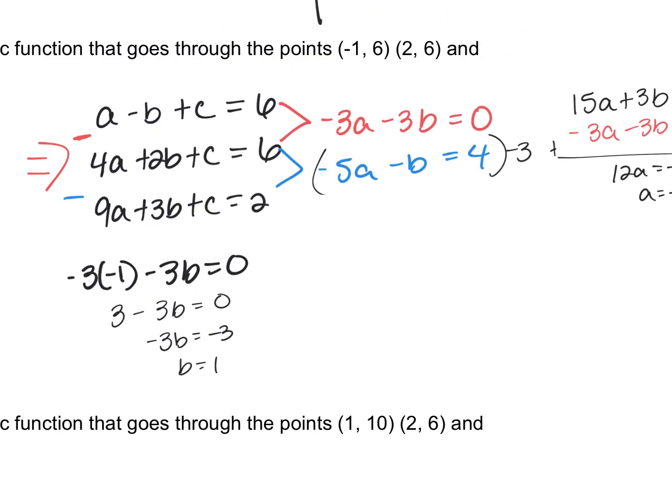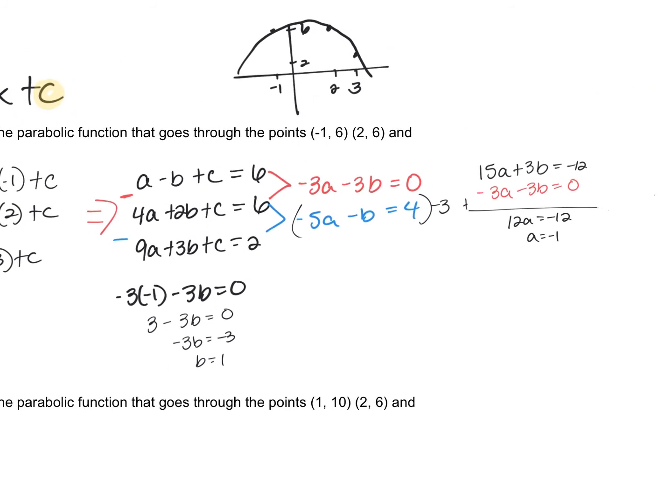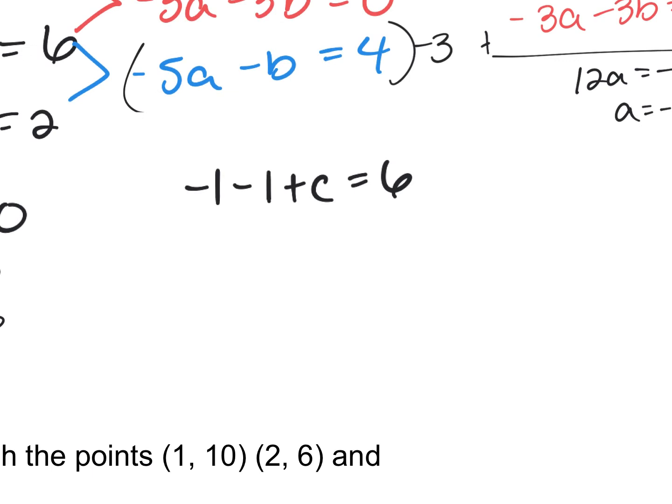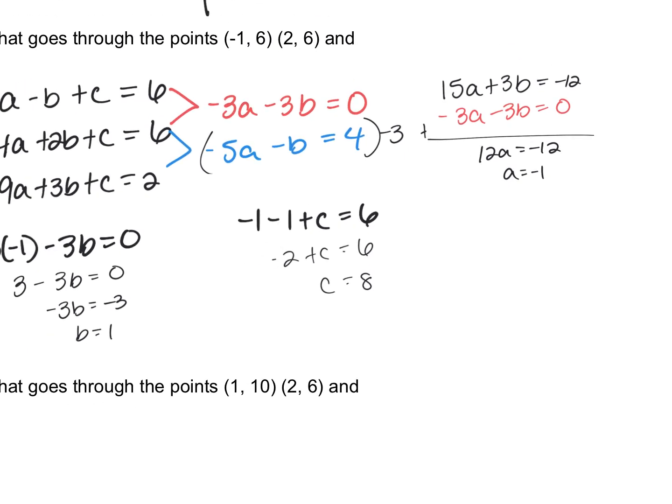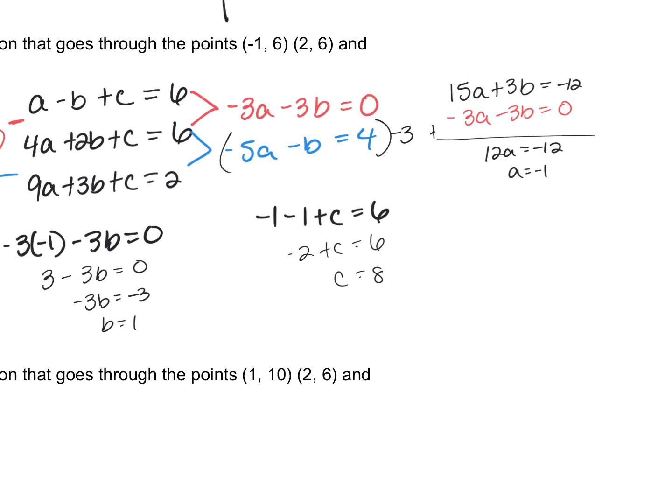All right, last one, the c. I'm going to plug it into the very first one. It looks the simplest to me. So I've got -1 minus your b, so -1, plus c equals 6. Combine those like terms. -2 plus c equals 6. Add that 2 over to the 6. c is 8.